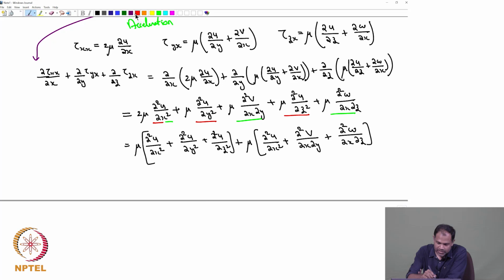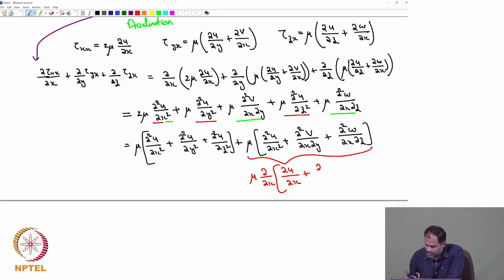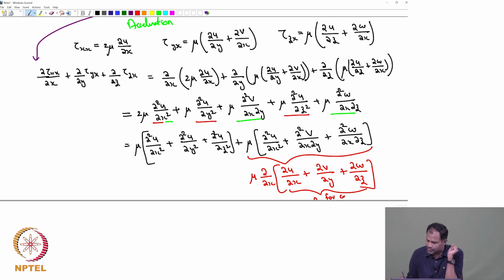Now this quantity I can write as μ times ∂/∂x of (∂u/∂x + ∂v/∂y + ∂w/∂z). But if you think about the equation of continuity for the incompressible fluid, this quantity is 0, right. So this entire expression is 0 for an incompressible fluid. That is what we had derived, incompressible fluid. So that means it is not there.